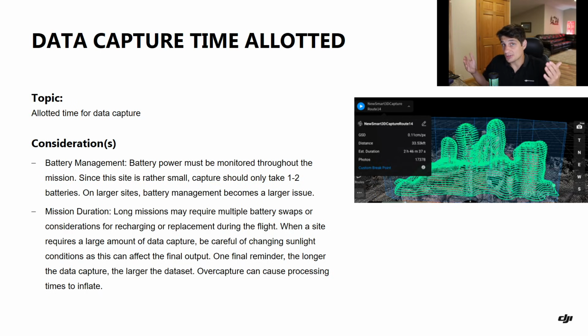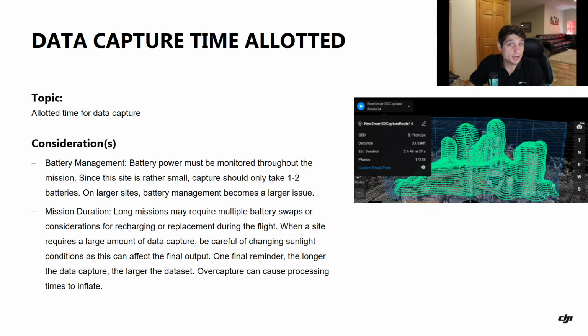That understanding how much time we truly have is going to help you plan what quality of data and how much of the asset we can cover. So some important considerations here would be battery management. Battery power must be monitored throughout the mission. When the site's rather small, it should only take 1 to 2 batteries when I'm referencing the church. But on larger sites, like you see on the right-hand side, being almost 3 hours long, we're definitely going to need the whole day of generally not having a whole lot of people on site to be able to capture this site, or at least not a whole lot of things moving around on site.